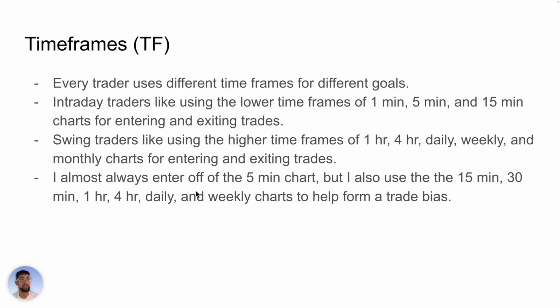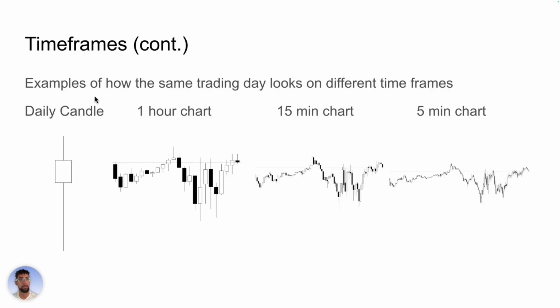I always enter off the 5 minute chart, but I also use the 15 minute, 30 minute, 1 hour, 4 hour, daily and weekly charts to help form a trade bias. And I'll show you what I mean by that when I start to show my actual chart on TradingView and show you my actual setup. To continue on, examples of how the same trading day looks on different timeframes.